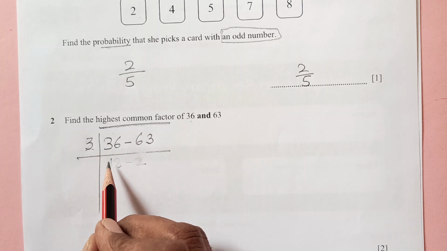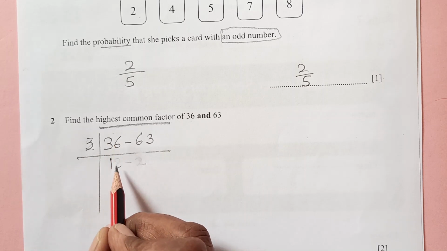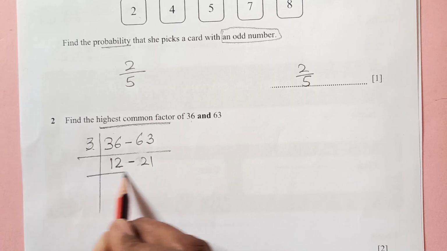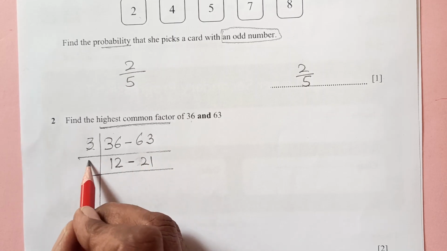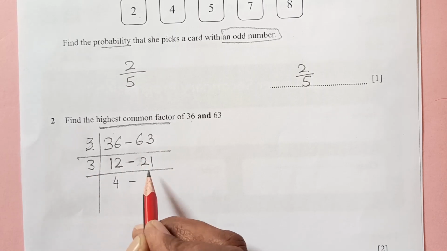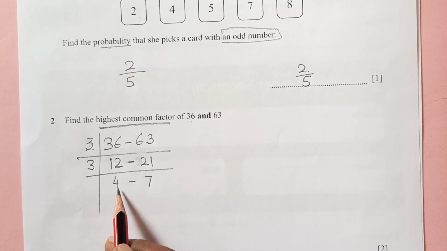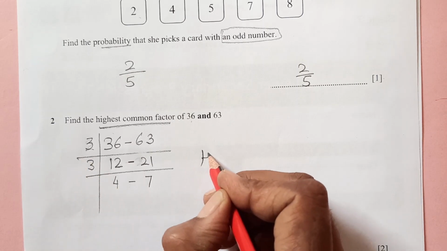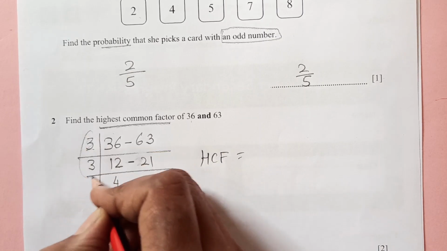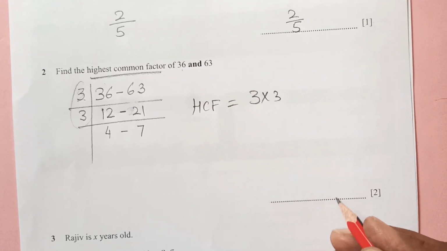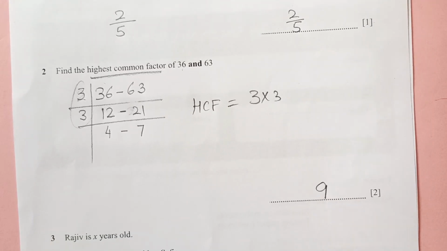For HCF, 3 times 12 is 36, and 63 divided by 3 is 21. Now again both of them are divisible by 3: 4 and 7, that is 3 times 4 and 3 times 7. Now 4 and 7 are not divisible by any number like that. There is no number that can divide both of them. So the HCF is going to be 3 times 3, that is 9. So the final answer is 9, right?